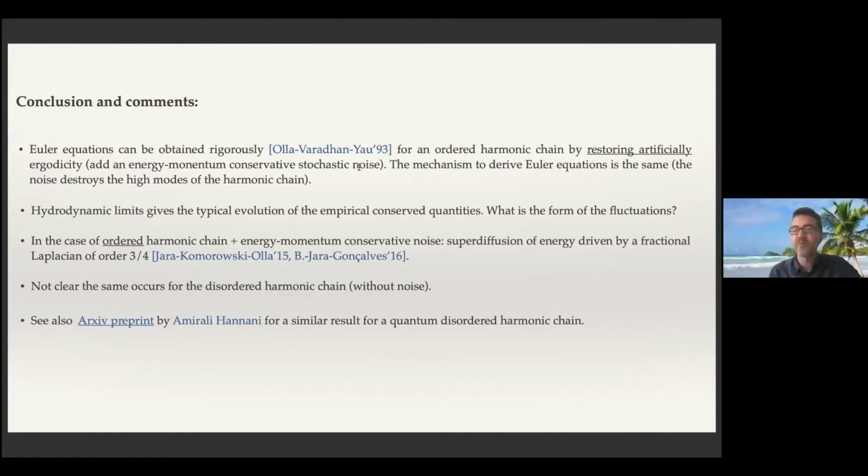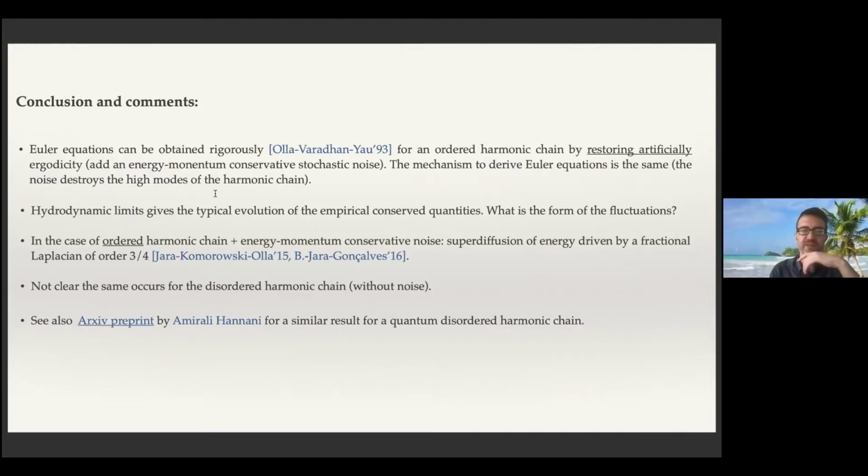But when you look at the proof, the basic mechanism is the same as the one that we have for the disordered harmonic chain. By introducing this energy and momentum conservative stochastic noise, what you do is that you cut or destroy the high modes of the harmonic chain, but you preserve the low modes of the harmonic chain, in particular the momentum. And that is the reason for which you can derive the Euler equations.